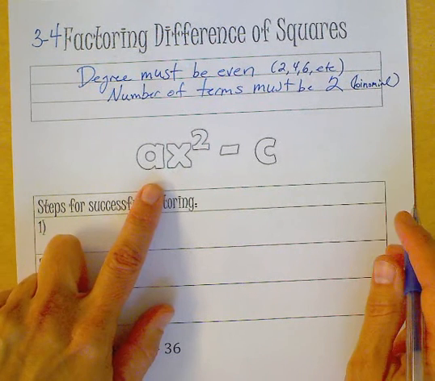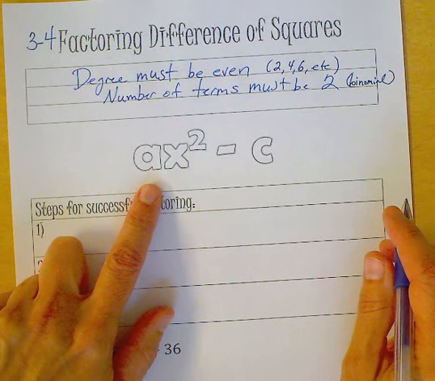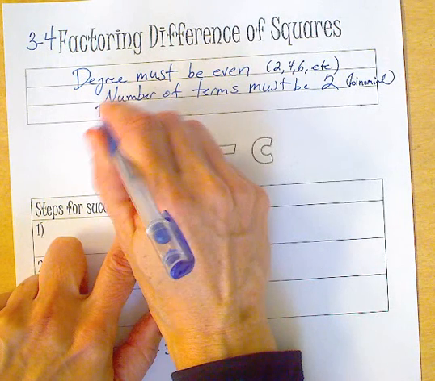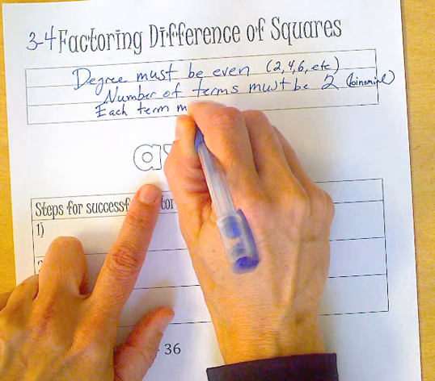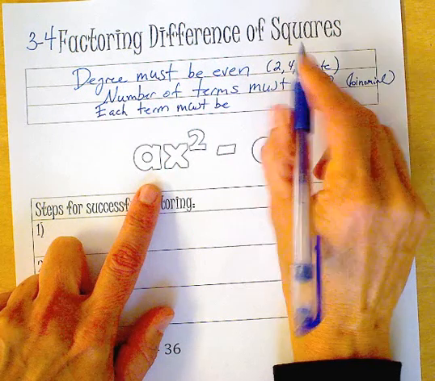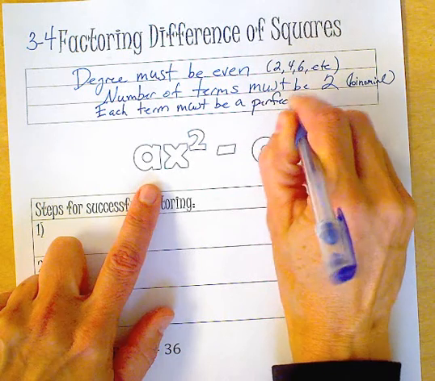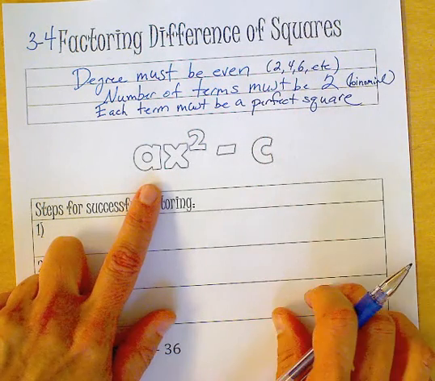And then you have to be able to take the square root of each term. So each term must be a perfect square. That's why it's called difference of squares. Must be a perfect square. And there's one more, even though there's not a line for it.